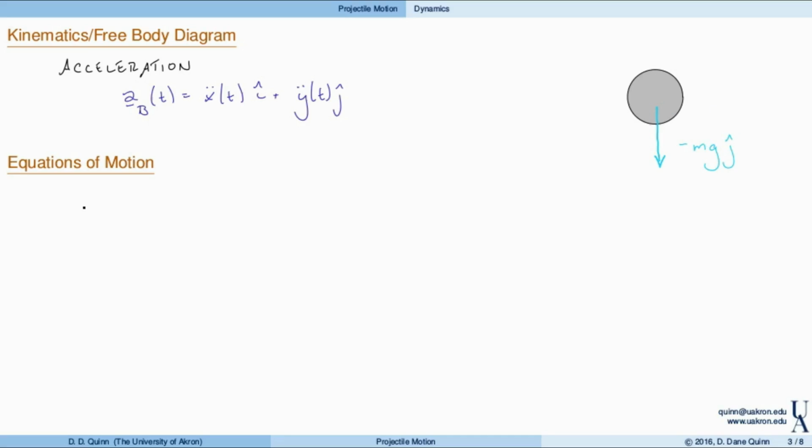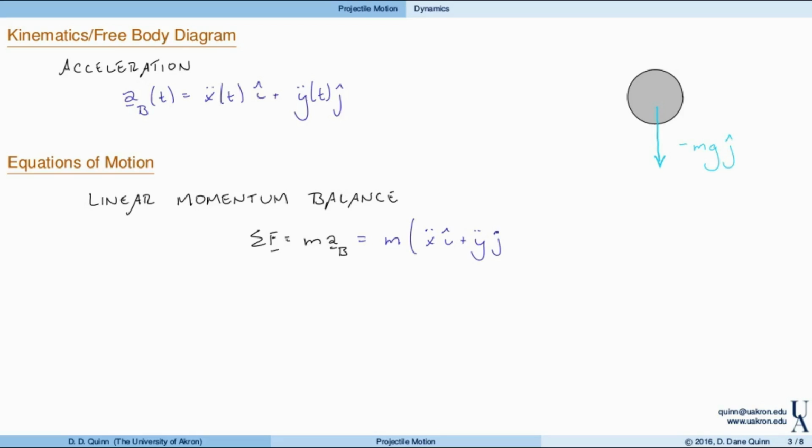Now we apply momentum balance. So linear momentum balance, as applied to this particle, gives the following. Sum of the forces equals mass times acceleration of the ball, and the mass times acceleration is m times x double dot in the I direction plus y double dot in the j direction, while the total force only arises from this force due to gravity. Right? So that's minus mg in the j direction.